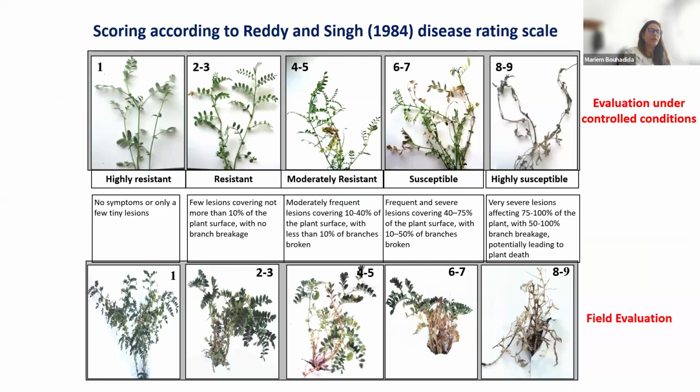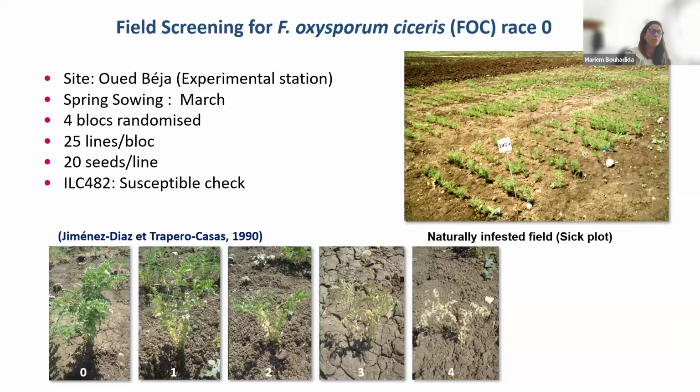So we are conducting trials and experiments under controlled conditions, and we follow the scoring. For example, for Ascochyta, we follow, in the field and under controlled conditions, the Reddy and Singh disease rating scale. And next slide, for Fusarium, we follow the Jiménez-Díaz and Trapero-Casas rating scale in order to identify the best lines with a good score.